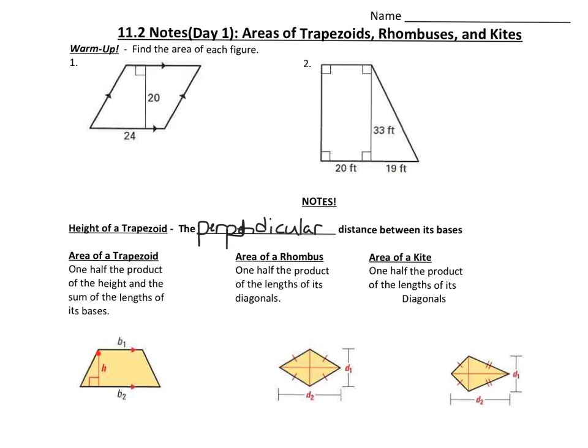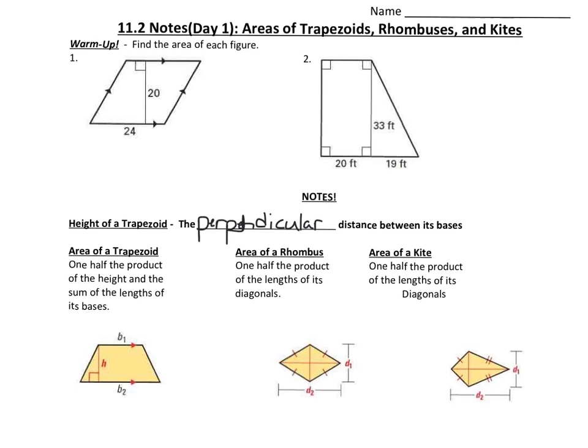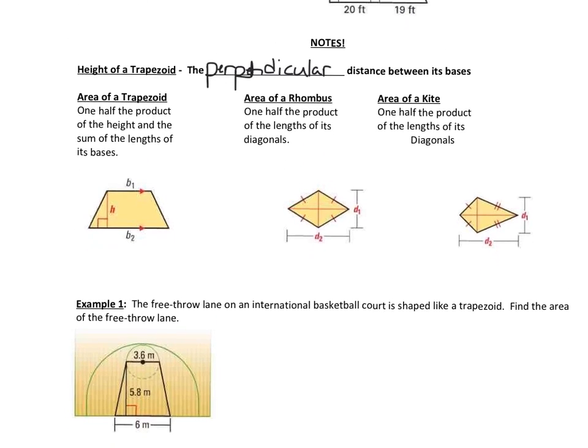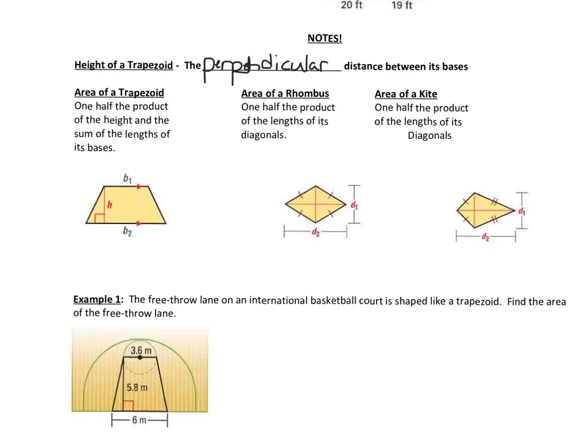But the height comes down just like with our triangle, just like with our parallelograms, and is perpendicular to that. So when we look at the area of a trapezoid, you will have to write all of this out. This is not filled in your notes. It is 1/2 the product of the height and the sum of the lengths of its bases.